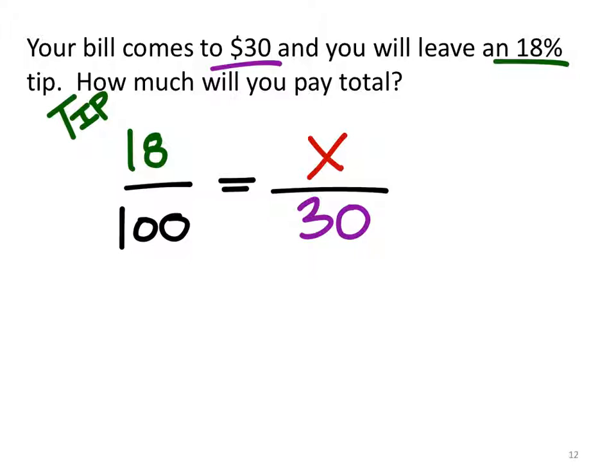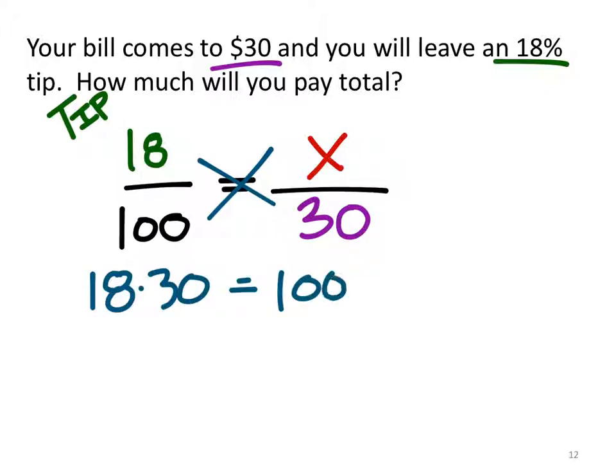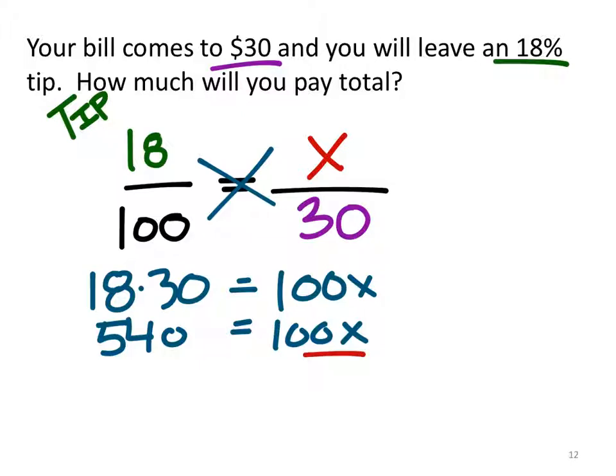You figure out your total, then you figure out the tax, and then you figure out a grand total. Tips work the same way. Well, let's do cross multiplication then, because you guys like it so much. So I got 18 times 30 equals 100 times x. All right, then divide both sides by 100.